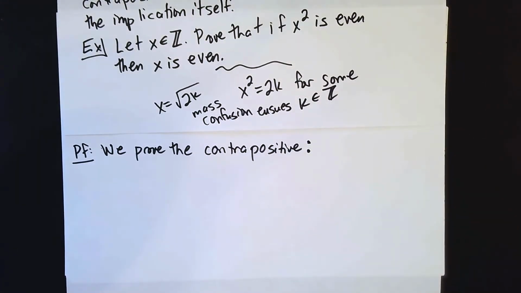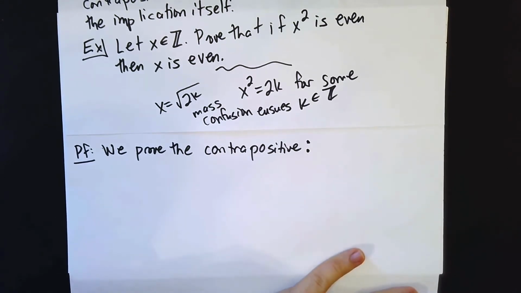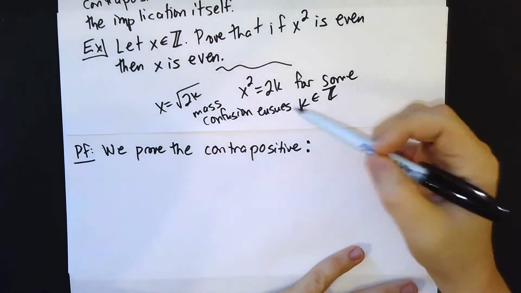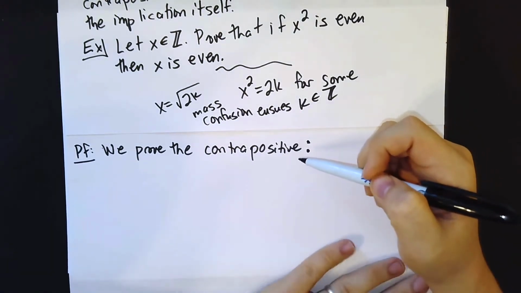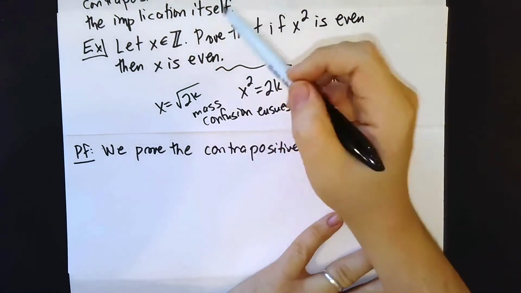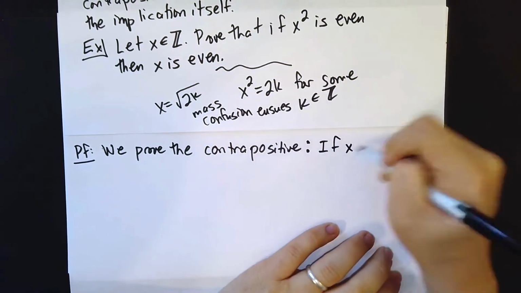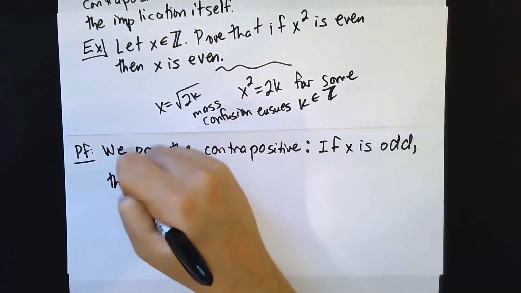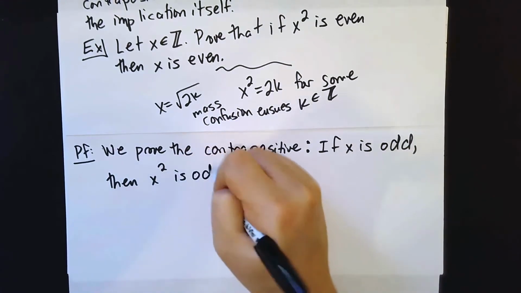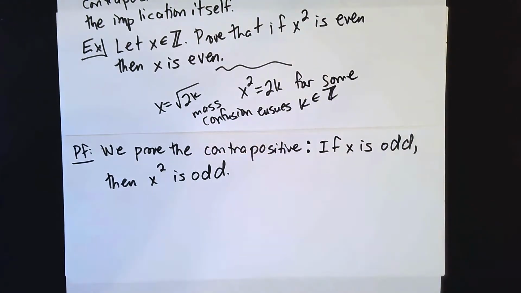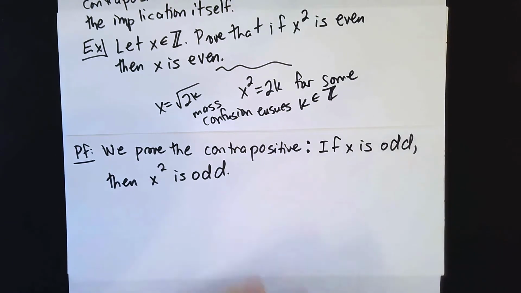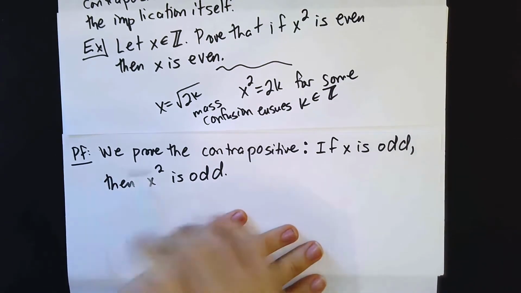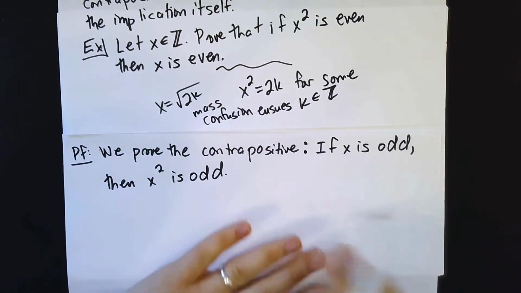But, also, you have to tell the reader what it is you think the contrapositive of this statement is. Do not make the reader do it in their head. Instead, write out the contrapositive that you're about to prove. In this case, it is, if x is odd, then x squared is odd. So that's two musts right off the bat. If you're doing a proof by contrapositive, you have to say that, and you have to say what the contrapositive is.